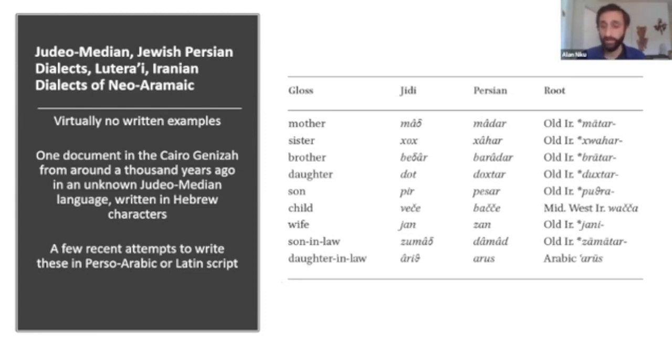There's really one document from the Cairo Geniza, around 1,000 years old, that's in an unknown Judeo-Median language written in Hebrew characters. It's like a magical thing. It tells you how to solve your different ailments. That's basically it. We don't really have any other examples of Judeo-Median historically written. So that's another reason it's really important to be recording these languages and writing them down now that we know they exist, because we don't have a lot of historical evidence of them existing.